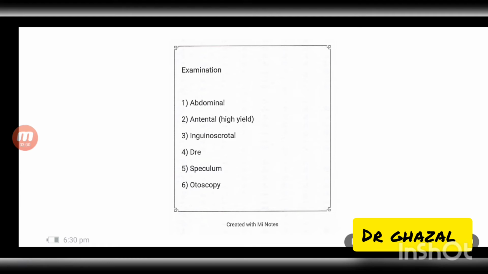Number 5, there will be a lady there for her pap smear, where you take a cervical sample to check the health of the cervix, to see that everything is right and there are no changes in the epithelium, and that is called the vaginal speculum examination. Number 6, there will be an ENT station where you will be doing an ear examination on a dummy, and that is called otoscopy.